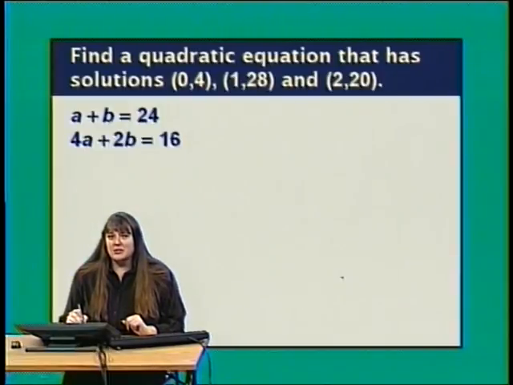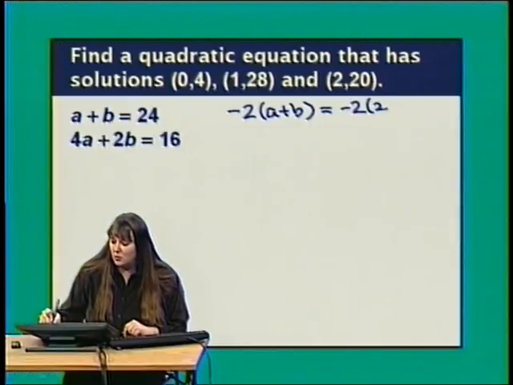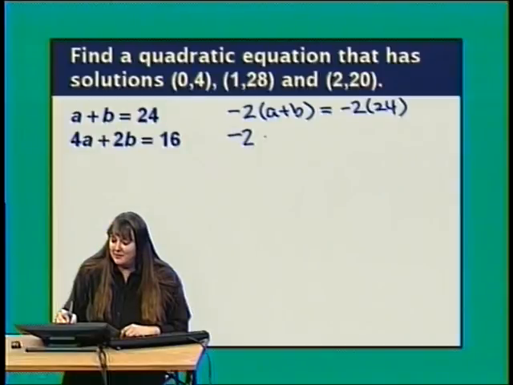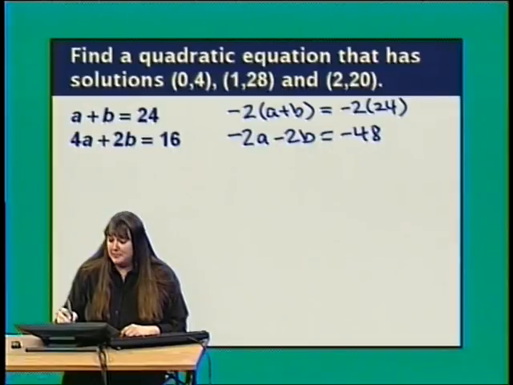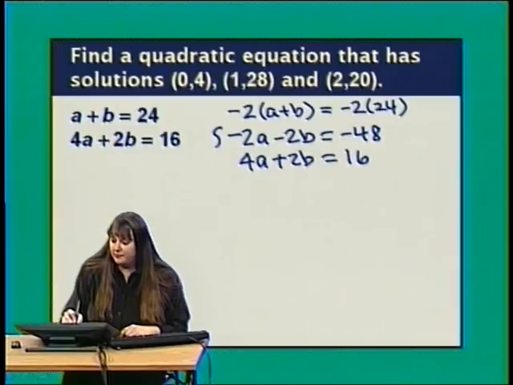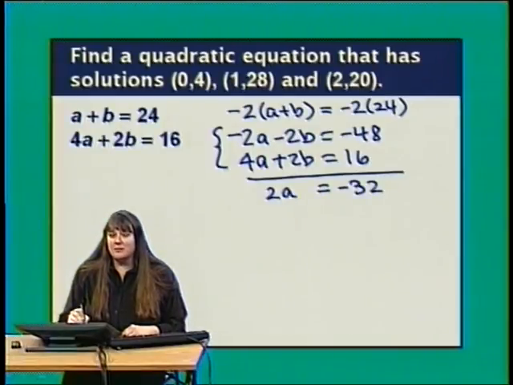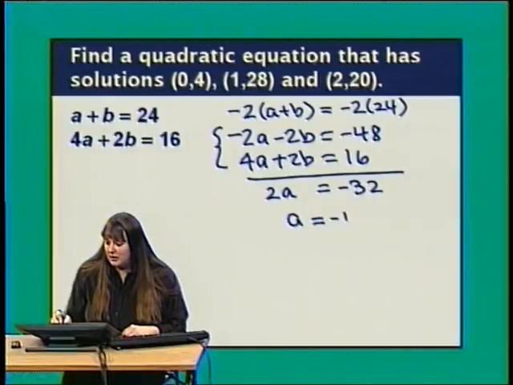I think I'm going to use elimination on this system, and I think I'm going to eliminate the variable b. I'm going to do that by multiplying the first equation, both sides, by -2. So I'm going to multiply -2 times a plus b, and set that equal to -2 times 24. So that's -2a minus 2b equals -48. And my second equation, 4a plus 2b equals 16. Adding the respective sides together, I have 2a equals -32.